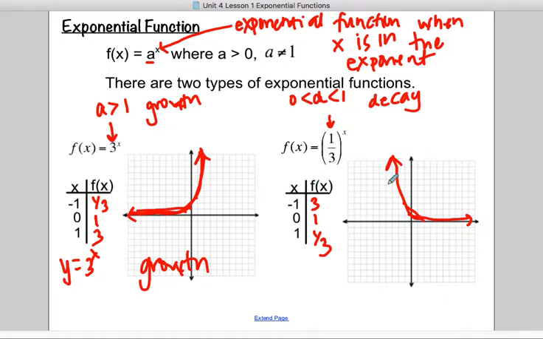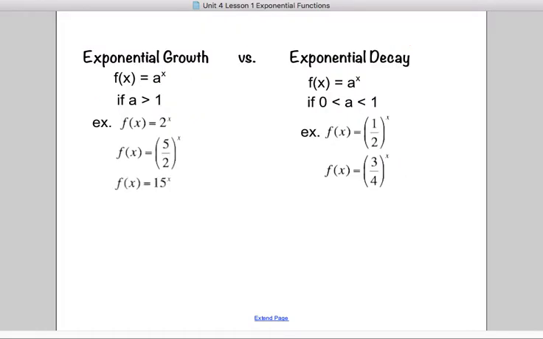And as you look at it, it should, from left to right, go down. So this is an example of decay. So that is growth and decay. So just kind of recapping on some of the things I talked about.